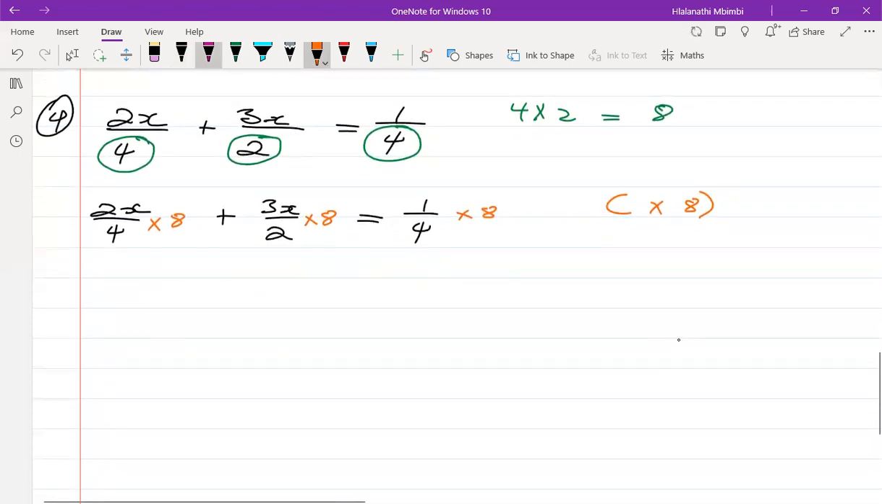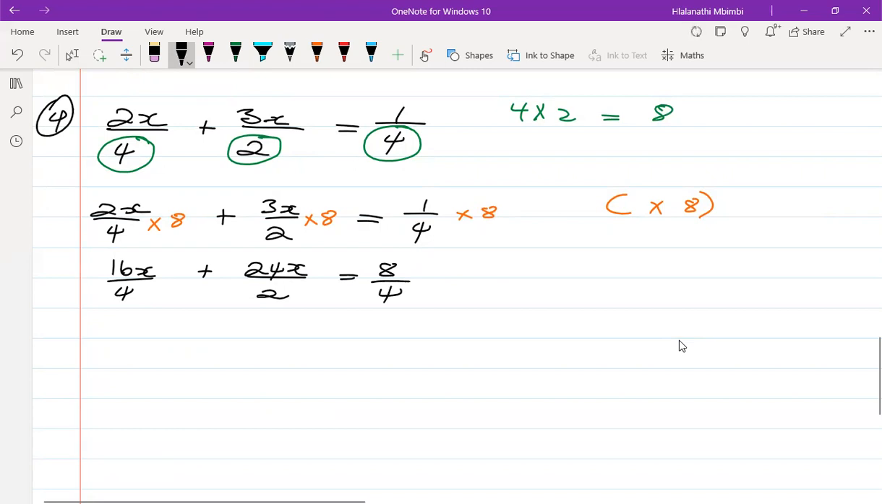So after you've done that, you're then going to have 16x divided by 4 plus, I think that's 24x divided by 2 is equal to 8 divided by 4. Are we happy?